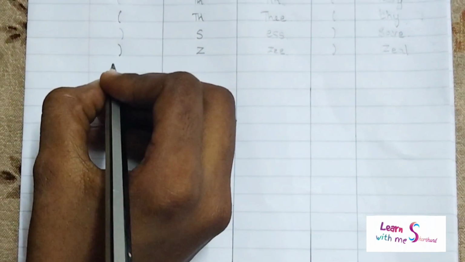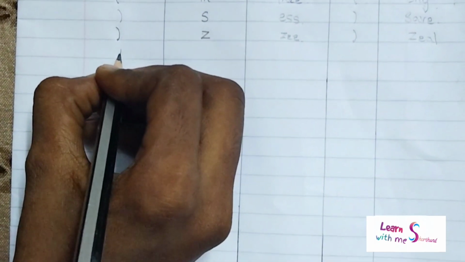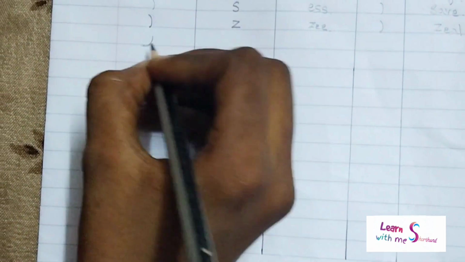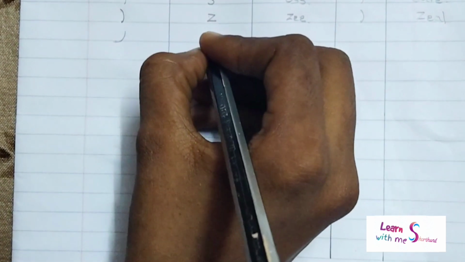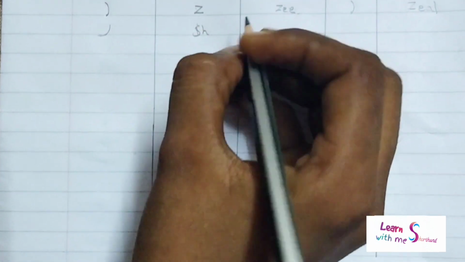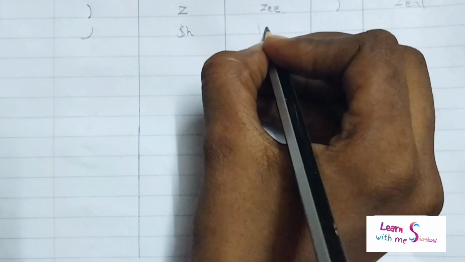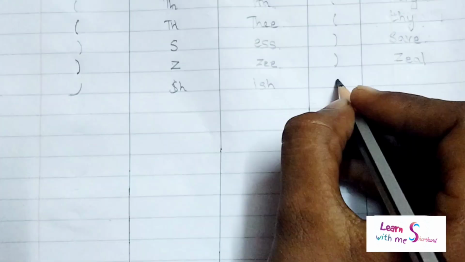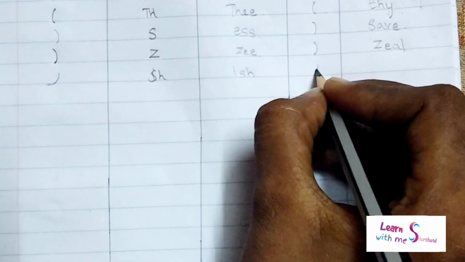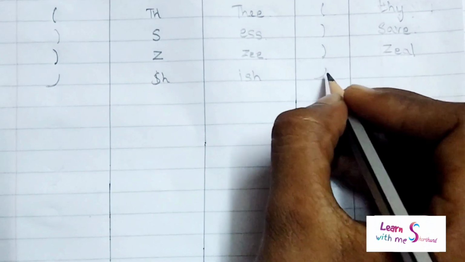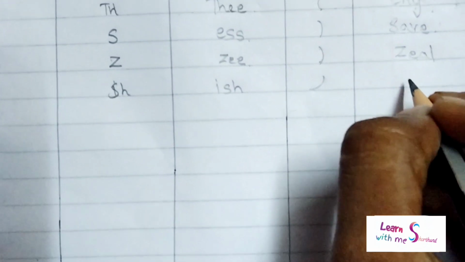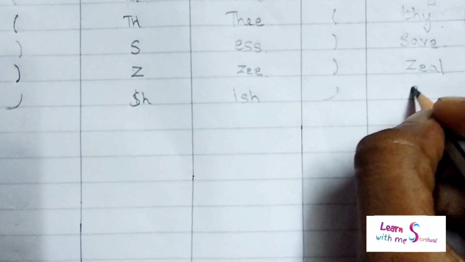Next stroke is ish. This is a lighter stroke and a curved stroke. The letter is ish and the pronunciation is ish. And the direction for ish is top right to down left. Example word for ish is ship.